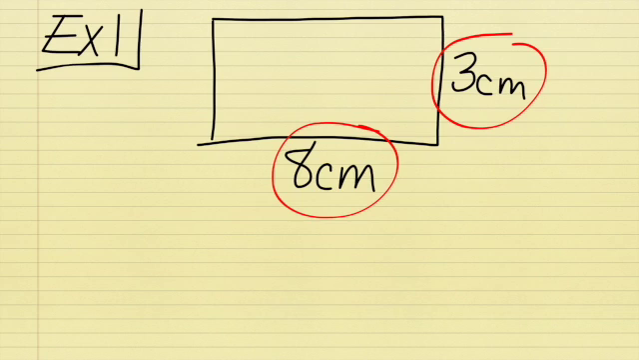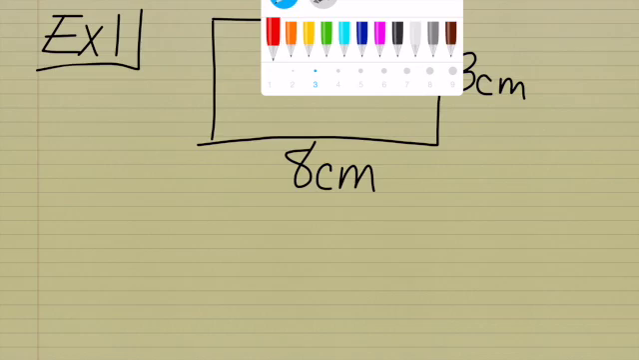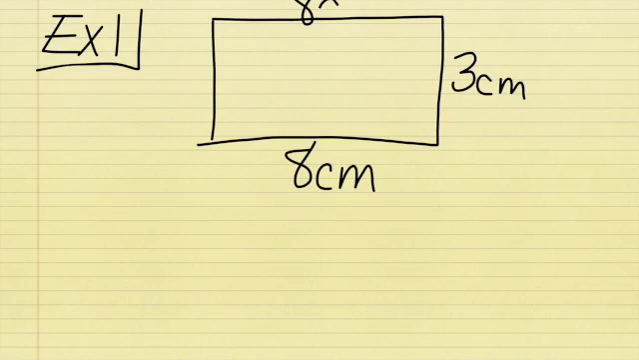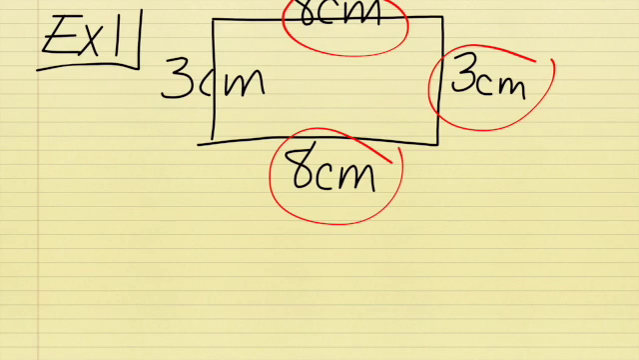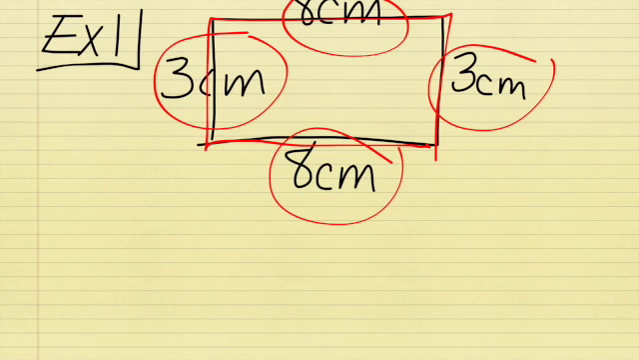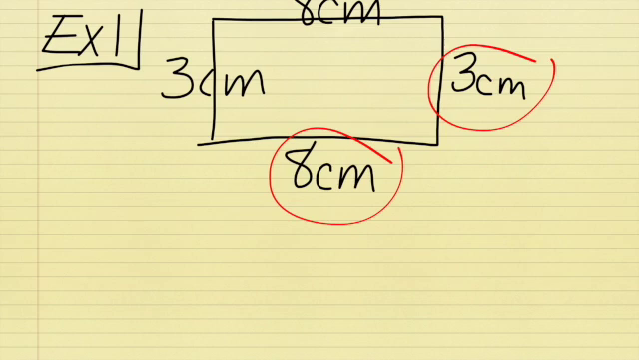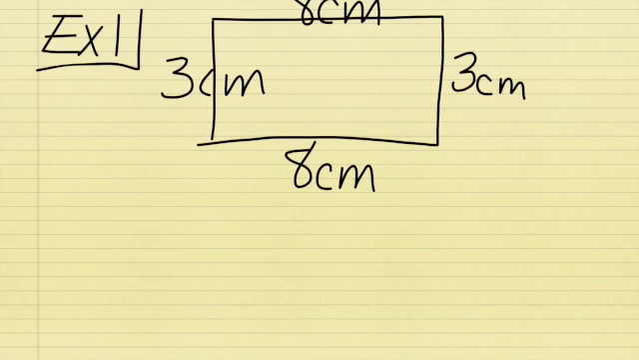But then again, a lot of you would also say that if I had it labeled like this, you would do 8 plus 3 plus 8 plus 3. That would not be correct, because adding up all the outsides would be the perimeter. And some of you would even try to tell me to multiply all of those numbers together: the 3, the 8, the 3, and the 8.